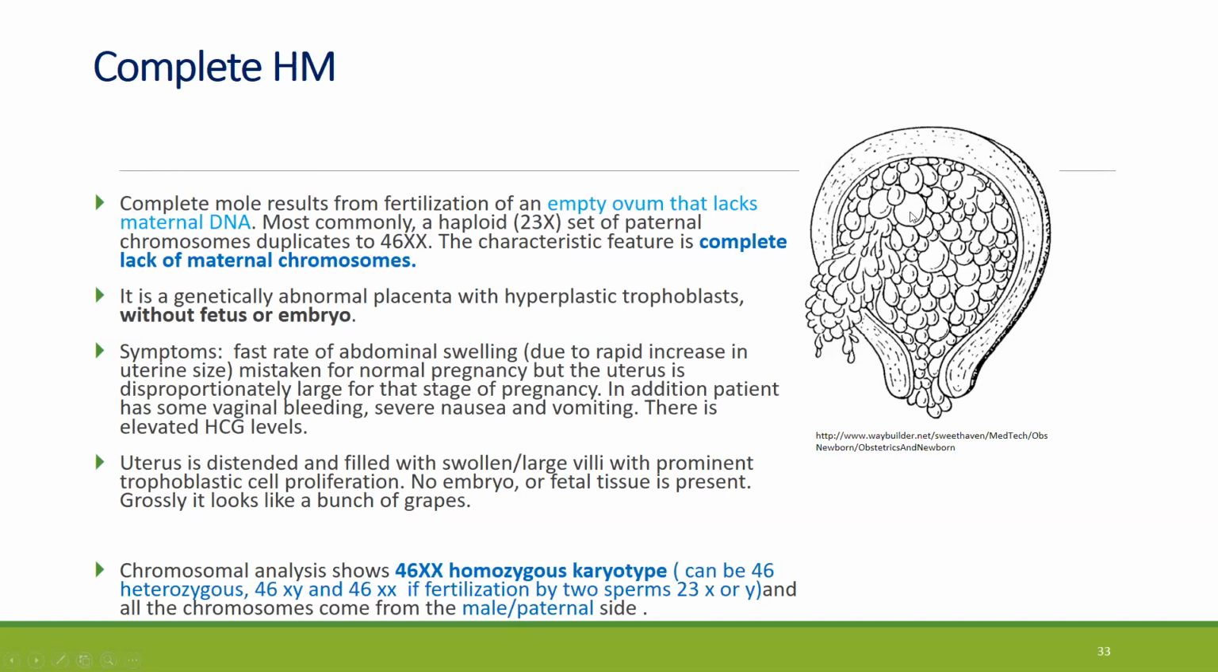It is a genetically abnormal placenta with hyperplastic trophoblasts. The chorionic villi are huge, big, and edematous. The chromosomal check for complete mole always shows a 46XX homozygous karyotype. It can be heterozygous, meaning it comes from another sperm, one set from one sperm and another from another sperm. Usually both are homozygous, coming from the sperm, so we usually get 46XX in complete hydatidiform mole.